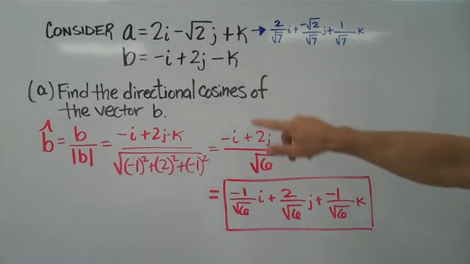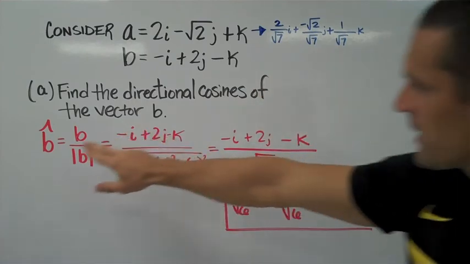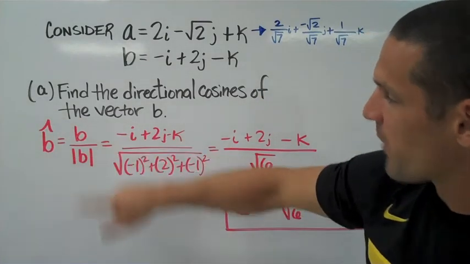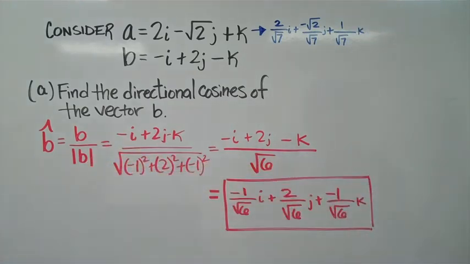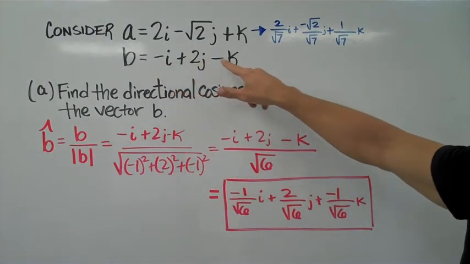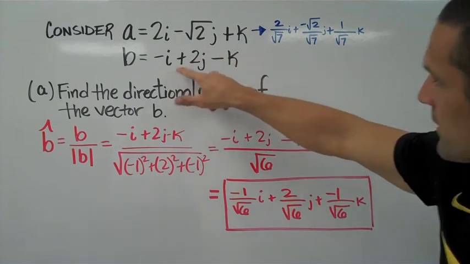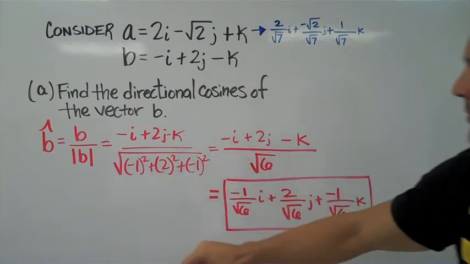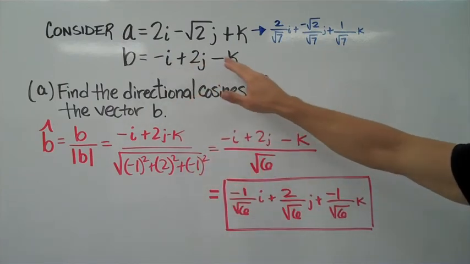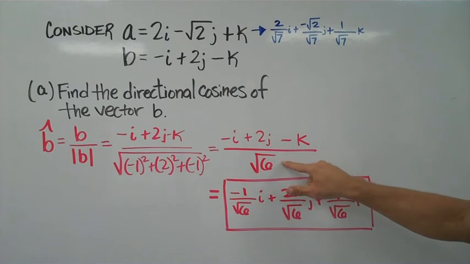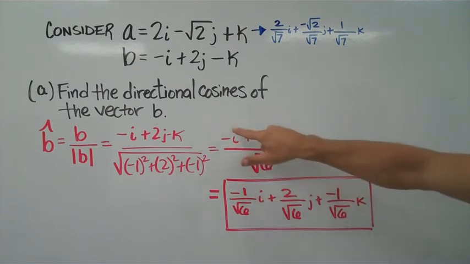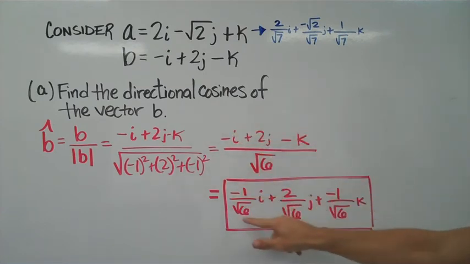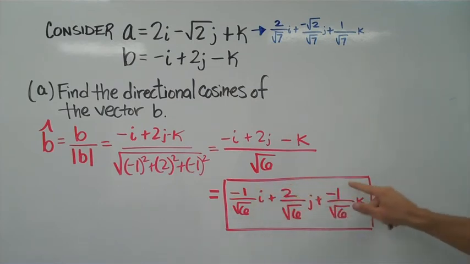Let's do the same thing for vector B. Find the directional cosines of B. By definition, B hat is our unit vector, which is the vector itself divided by its magnitude. The vector itself is negative i plus 2j plus negative k, which is x direction, y direction, z direction in 3 dimensions. Divided by its magnitude, using the Pythagorean Theorem: negative 1 squared plus 2 squared plus negative 1 squared works out to the square root of 6. Well, divide square root of 6 into negative 1, 2, and negative 1, and here are your directional cosines: negative 1 over the square root of 6, 2 over the square root of 6, negative 1 over the square root of 6.